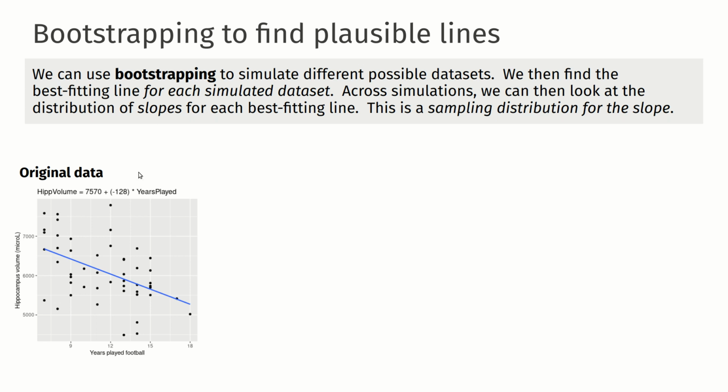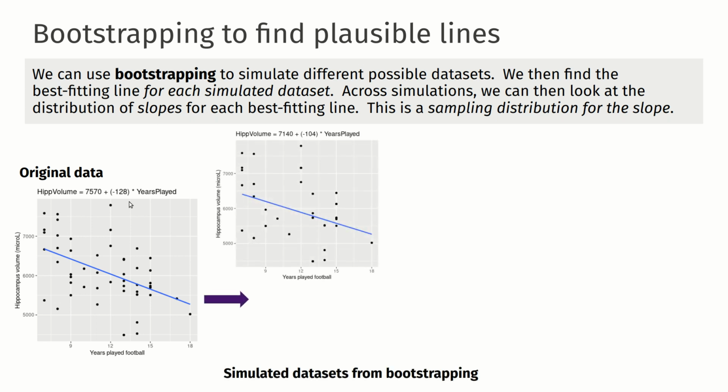So let me now visualize for you a little bit of how that works. So here's one simulated data set from bootstrapping, and remember, with bootstrapping what we do is we take our original data and we basically treat it like those big ping pong ball machines that they use to do lottery drawings.